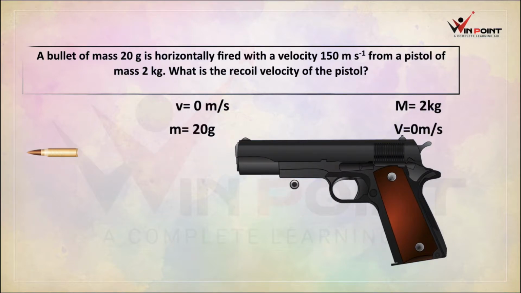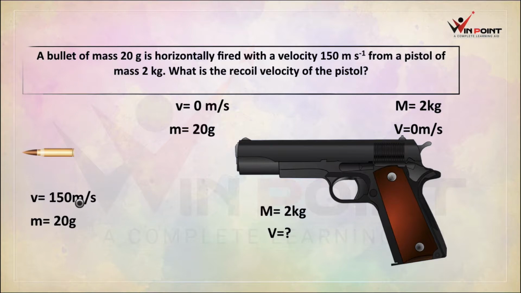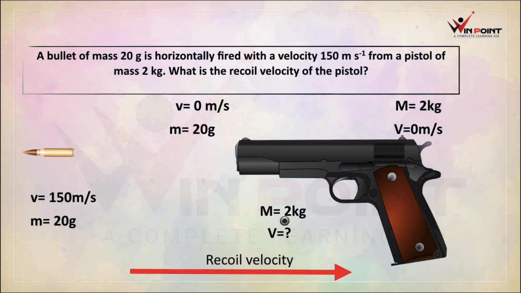The gun is moving backward, and now we have the velocity of gun and the velocity of bullet, and we can write that now. The velocity of bullet is 150 meter per second. We are representing that with small v, and mass of bullet is 20 gram and mass of gun is 2 kilogram. We need to find this recoil velocity, V.